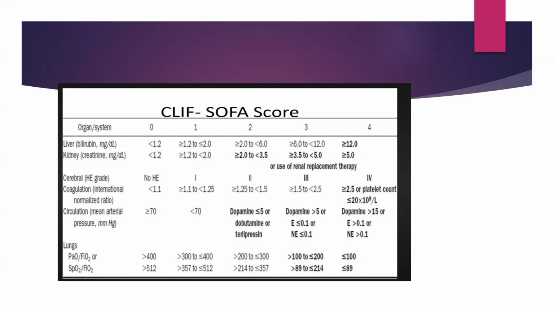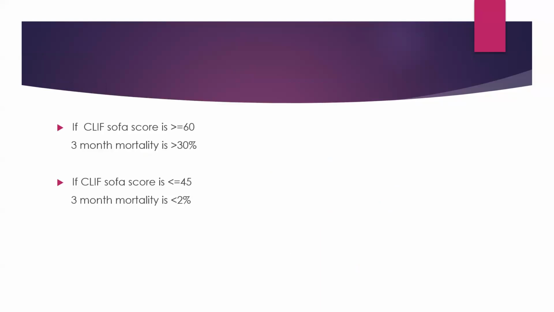Then lungs, there is a PaO2 to FiO2 ratio. If it is more than 400, then 0. If it is 300 to 400, then 1. If it is 200 to 300, then 2. If it is 100 to 200, then 3. And if it is less than 100, then 4. If the CLIF-SOFA score is more than 60, then 3-month mortality is more than 3%. If the CLIF-SOFA score is less than or equal to 45, then 3-month mortality is less than 2%.